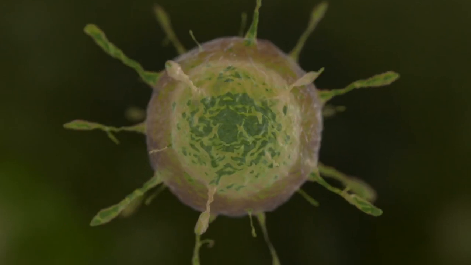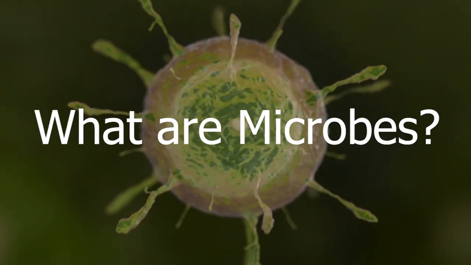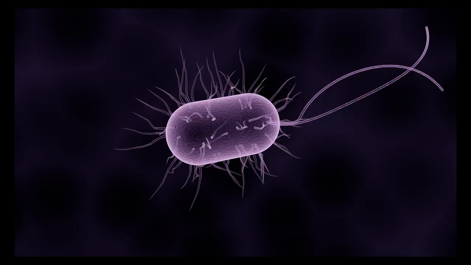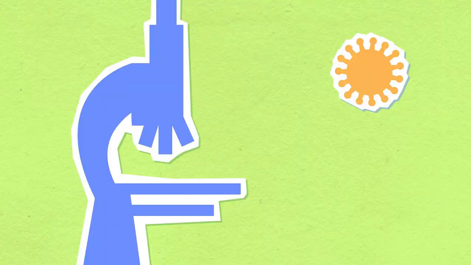Today we will learn about a new topic concerning different types of microscopic lifeforms. So, the question arises, what are microbes? A microbe, or microscopic organism, is a living thing that is too small to be seen with the naked eye. We need to use a microscope to see them.